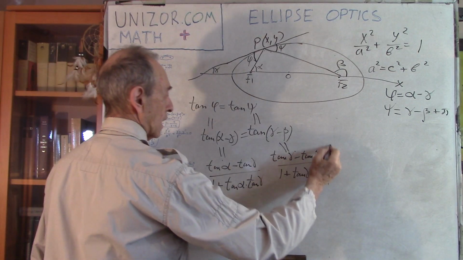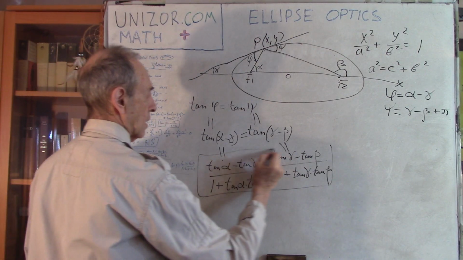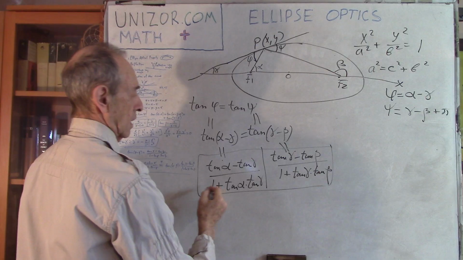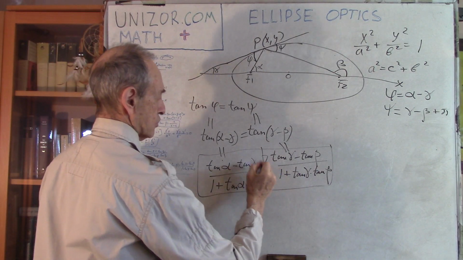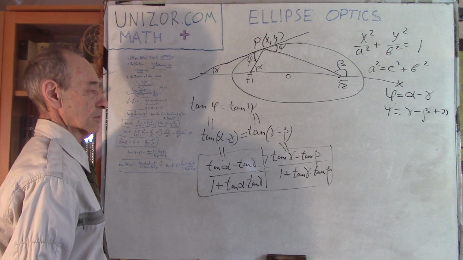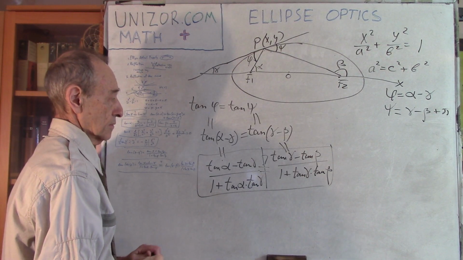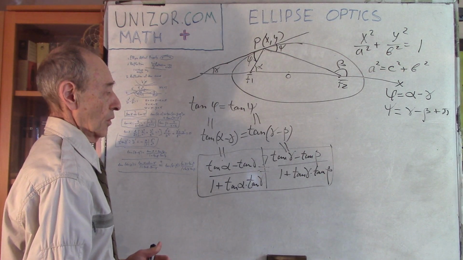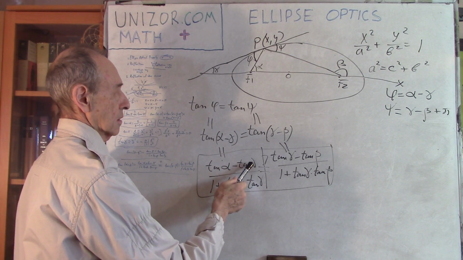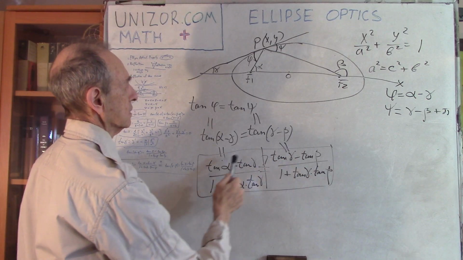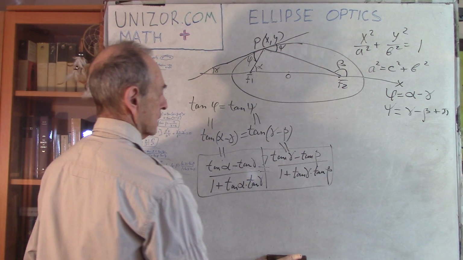Okay. So I will have to calculate these two and prove that they are equal to each other. Question mark. Whether they do or they don't. Okay, so that's my task. All I have to do is determine tangents alpha, gamma, and beta. Okay, so let's do it.